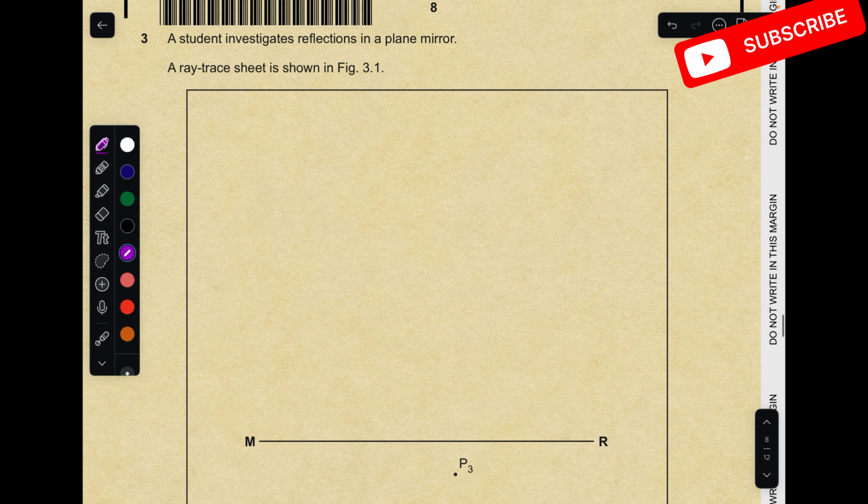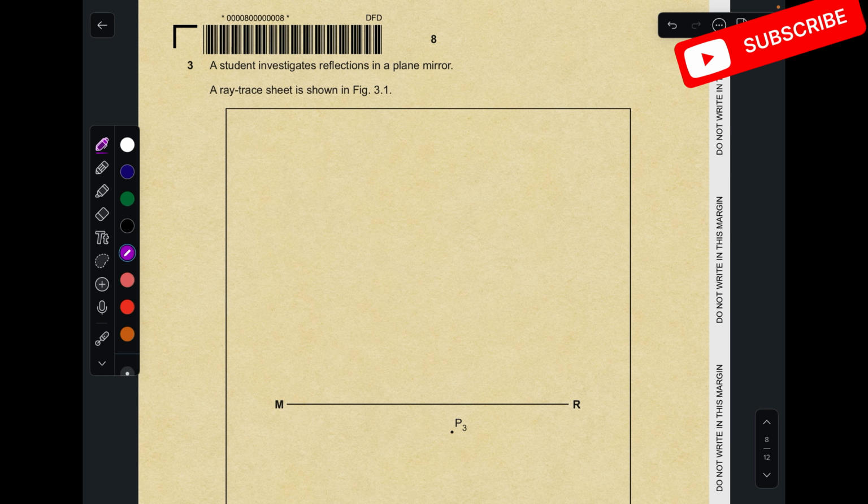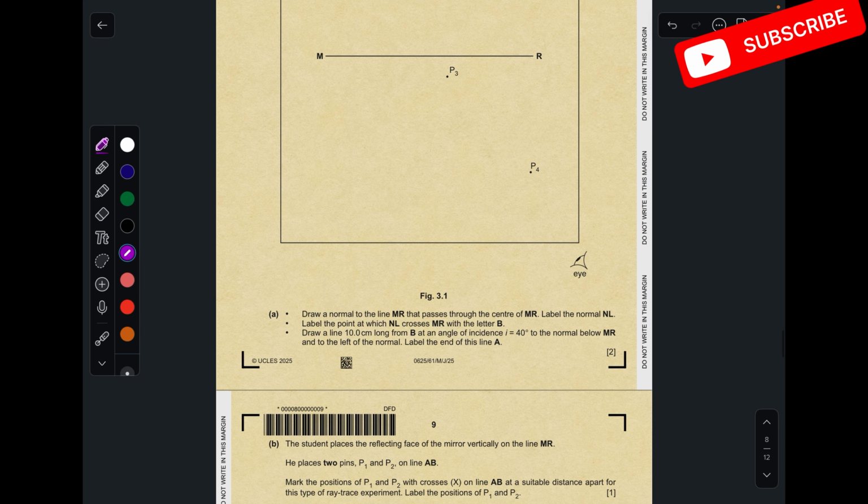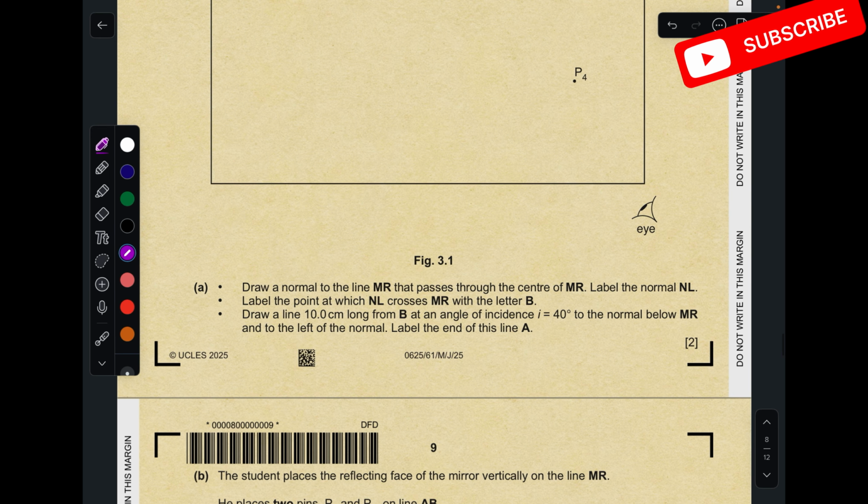So this question is from the light portion. A student investigates reflection in a plane mirror. A ray trace sheet is shown. So this is the ray trace sheet. What do you have to do? What is the trick in it? You have to read the lines one by one, and do it there.